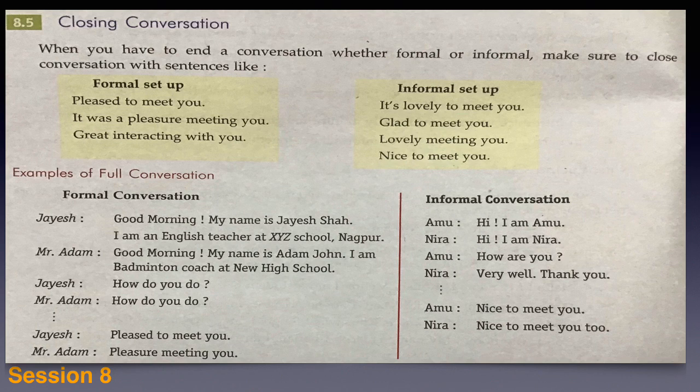Informal conversation. Amu: Hi, I am Amu. Neera: Hi, I am Neera. Amu once again: How are you? Neera: Very well, thank you. Amu once again, after the conversation, this is the finishing point of the informal conversation. Amu ends with, nice to meet you. Neera ends with, nice to meet you too. So that's the way to end the conversation.